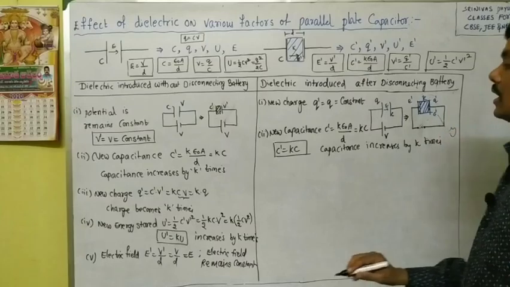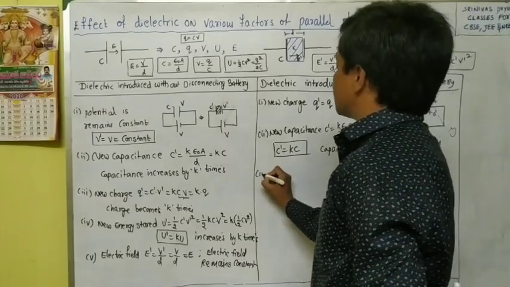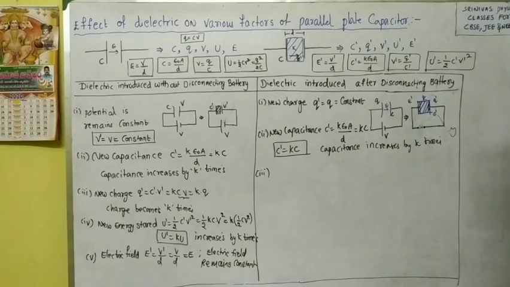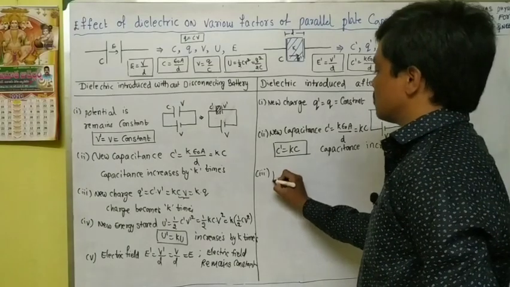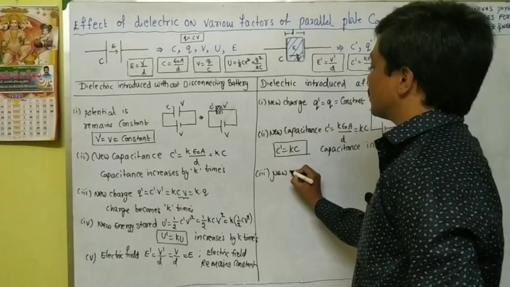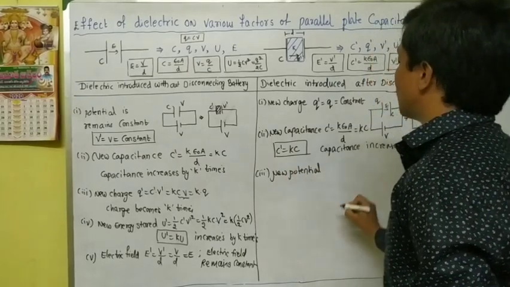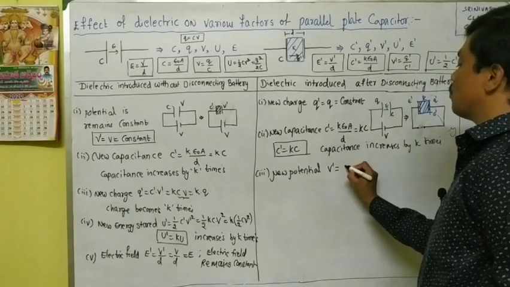Capacitance increases by K times. And the third point is how the potential will change. Now the new potential after introducing the dielectric slab. The new potential means what do we write?